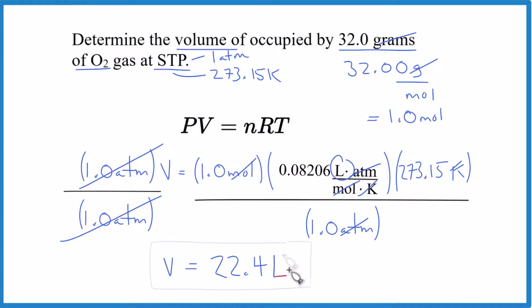22.4 liters. So if we have 1 mole of an ideal gas or close to ideal gas at standard temperature and pressure, it's going to be 22.4 liters, called the molar volume. So you may have seen this 22.4 number come up when you're converting from moles of an ideal gas to liters. You can do the conversion fairly quickly.